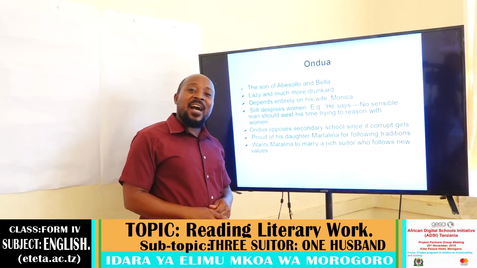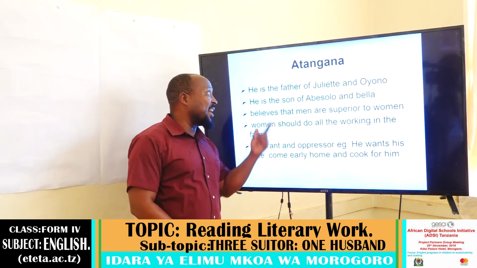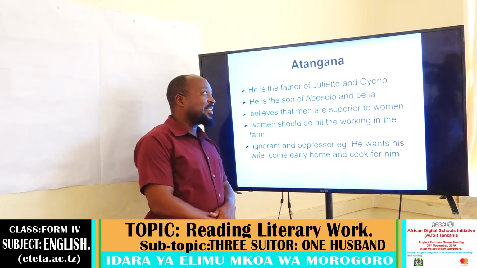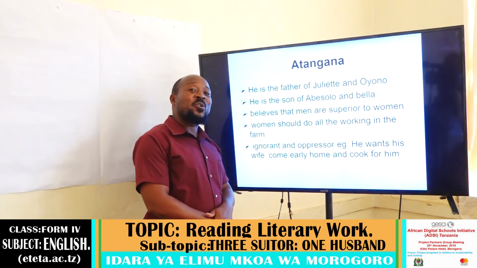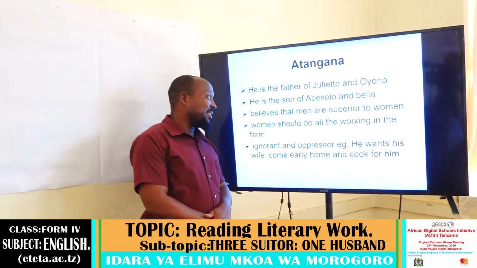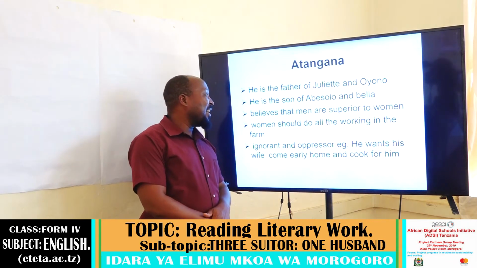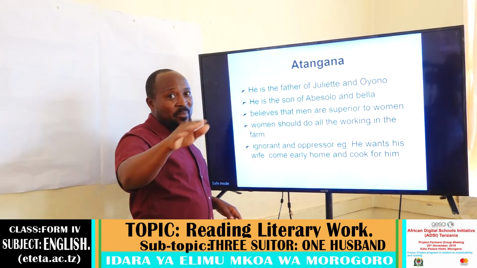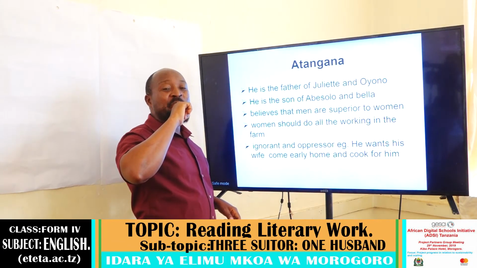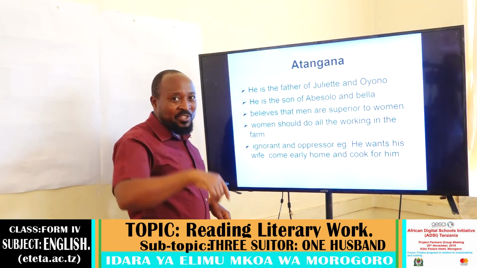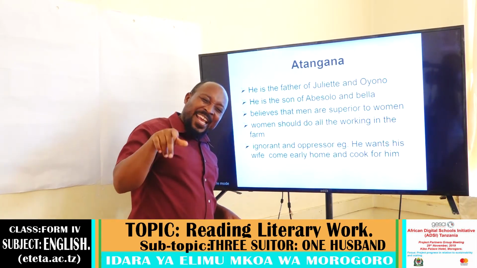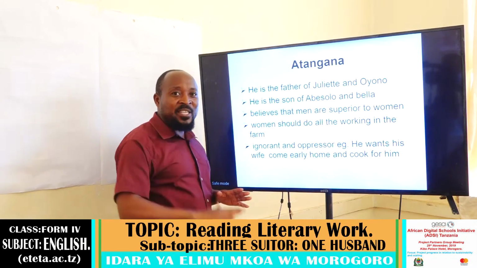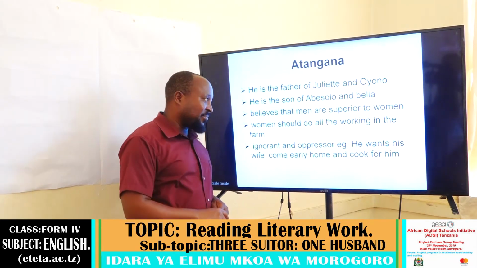The next character we are going to check is Atangana. That's Juliet's father now. He's the son of Twabesoro and Bella, the brother of Ondua. And he also believes men are superior to women. He's no different from other men in Mvutesi village. And of course, in any other typical African society, they believe that men are superior to women.